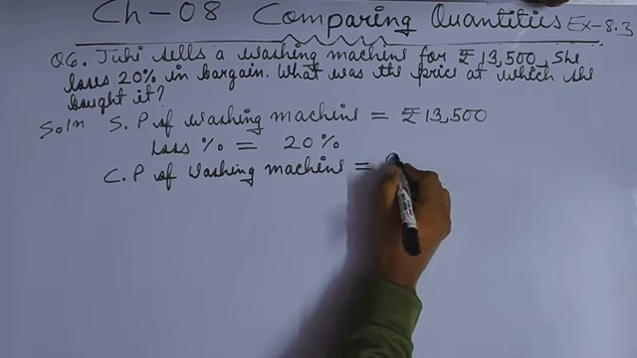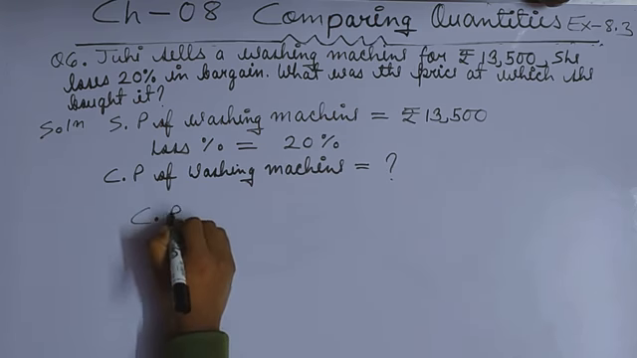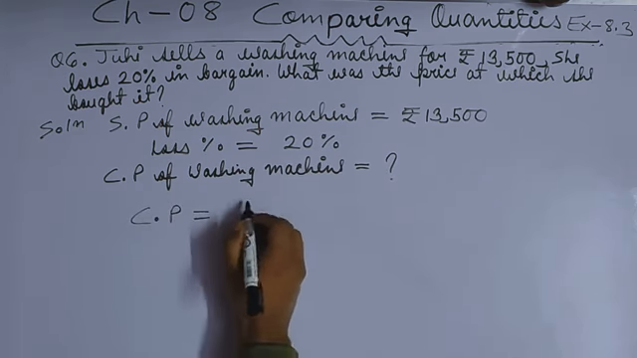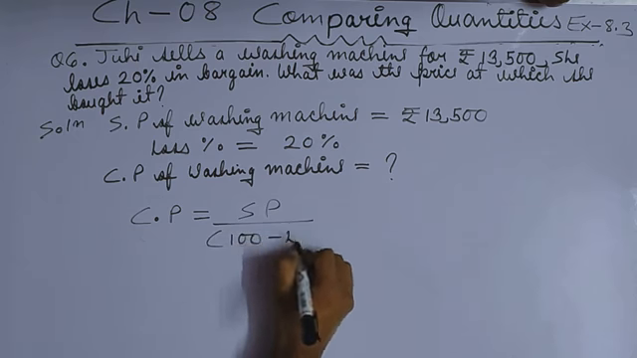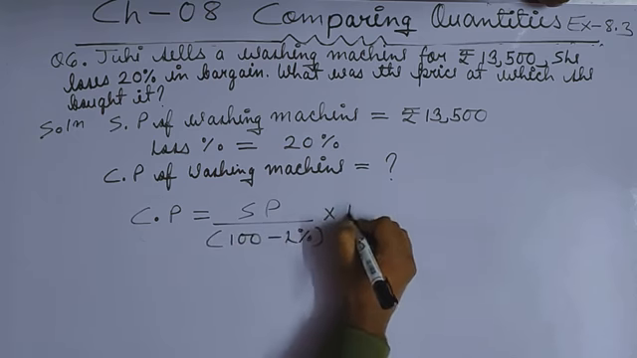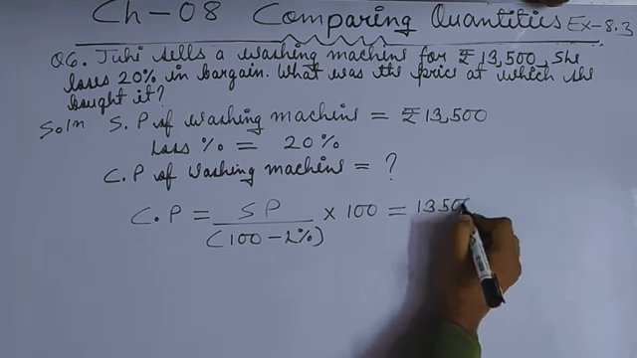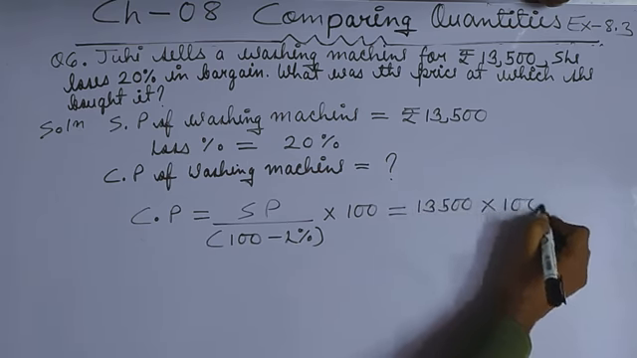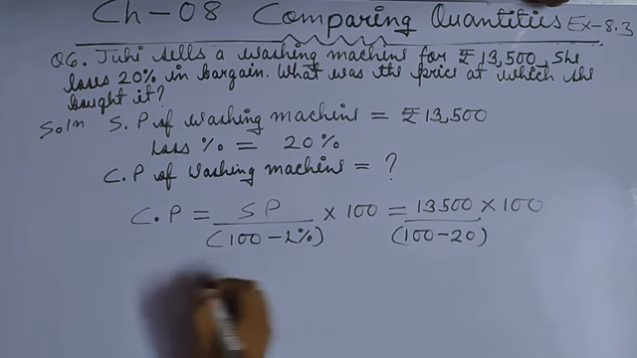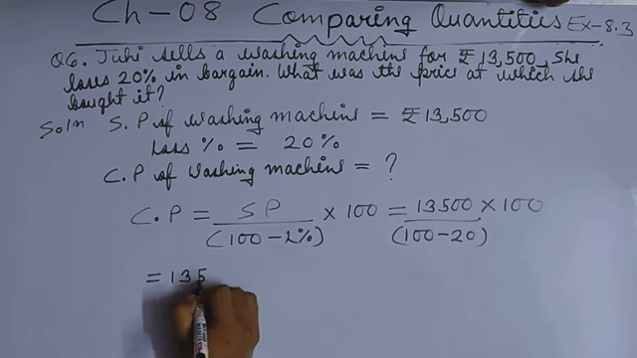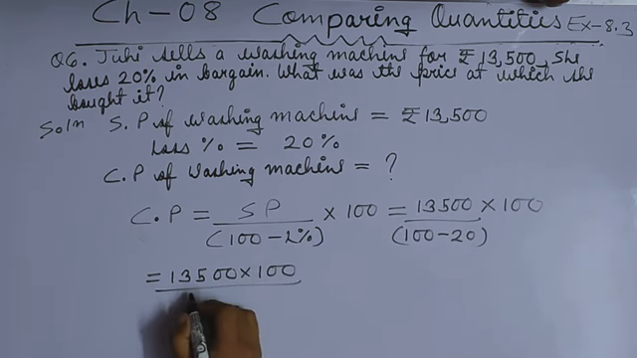That is equals to what, we have to find out. So we know that CP when SP and loss percent is given to us, so that is equals to what? SP upon (100 minus loss percent) multiply 100. So on putting the values we are getting 13500 multiply 100 upon (100 minus 20). So this becomes 13500 multiply 100 only upon 80.